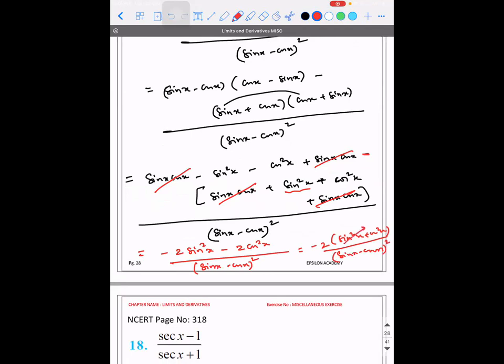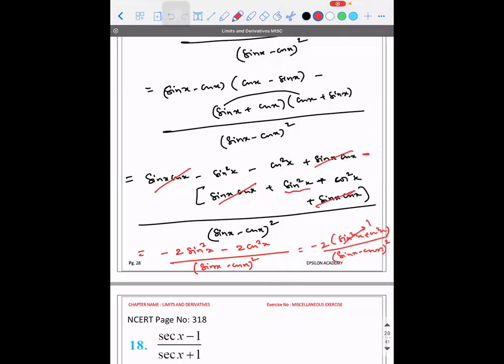So what will you get? Minus 2 divided by (sin x minus cos x) the whole square. Is that the given answer? Yes, sir. It's the same answer. It's the given answer, right? Sorry, I'm not able to hear you. The same answer, sir. Same, right?